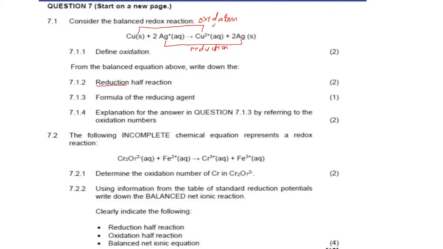So as we can see from here, now they're saying write down from the balanced equation above the reduction half reaction. So since we have identified that the Ag+ is the one that is being reduced to Ag, then this is how we're going to write it. Now, mind you, when you are writing this, you do not include the coefficients. Remember, the coefficients are only there for balancing the equation. Then our reduction half would look like this.